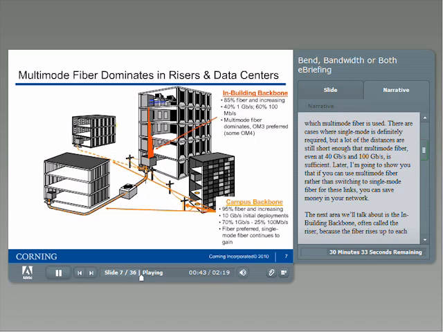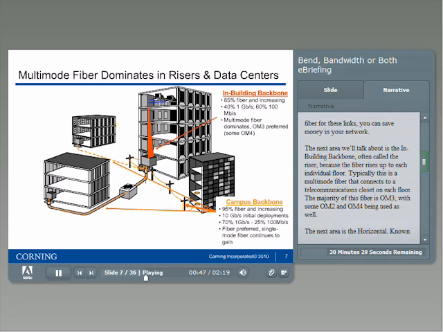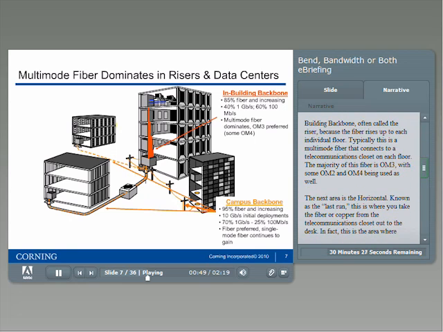The next area we'll talk about is the in-building backbone, often called the riser, because the fiber rises up to each individual floor. Typically, this is a multimode fiber that connects to a telecommunications closet on each floor. The majority of this fiber is OM3, with some OM2 and OM4 being used as well.